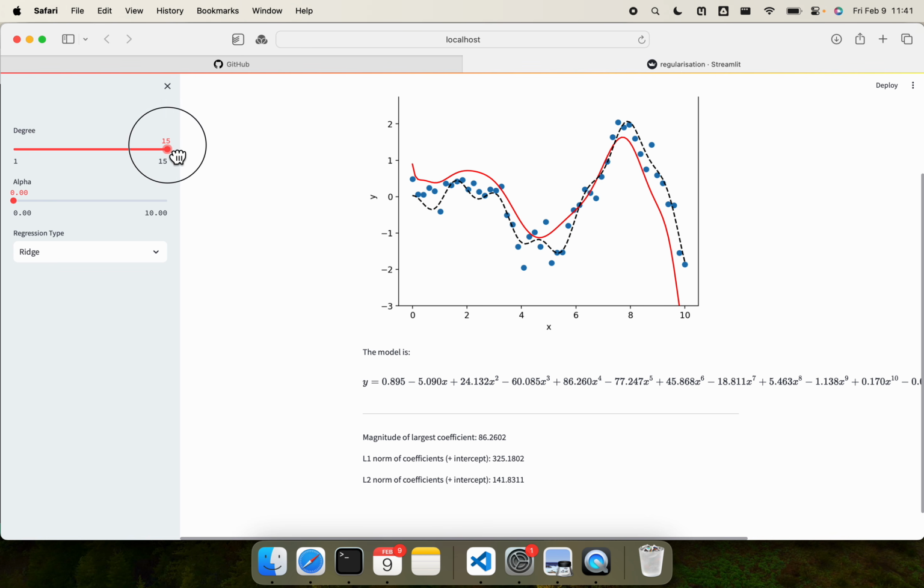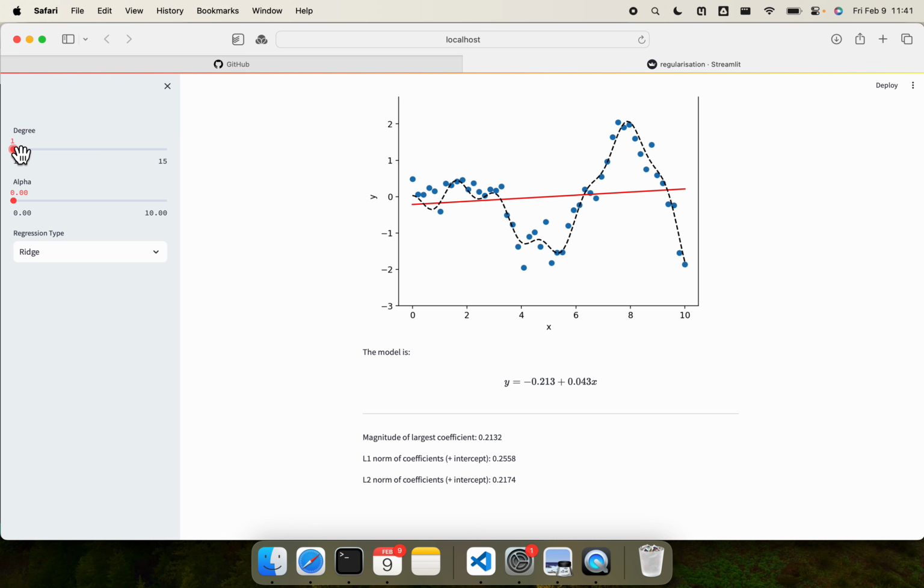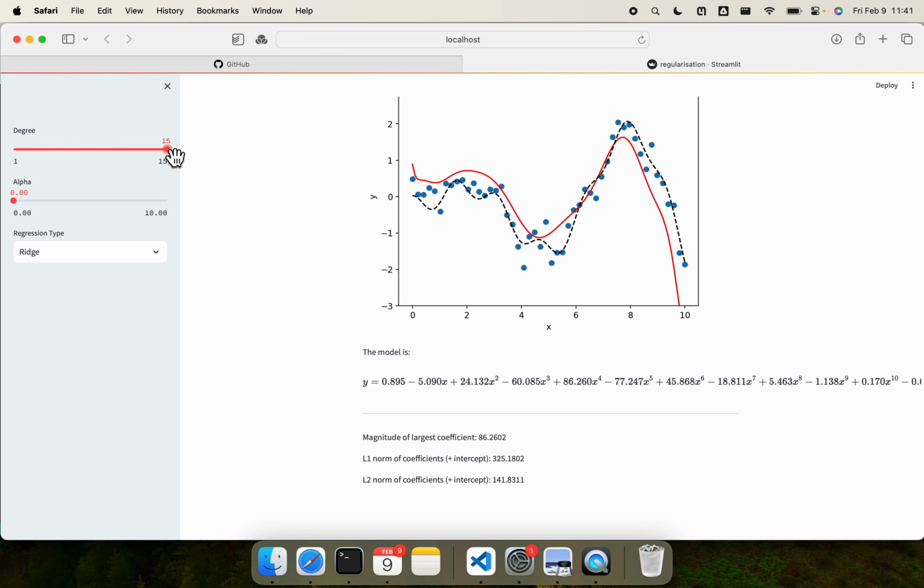So, let us go back. Do you have any overfitting here? No? What are the coefficients? What is the largest coefficient? 0.2. Do you think you have overfitting here? Right. What is the largest coefficient? So therefore, what can be a good symptom of overfitting?